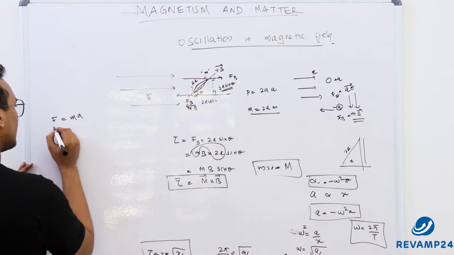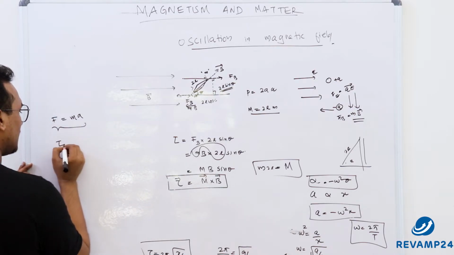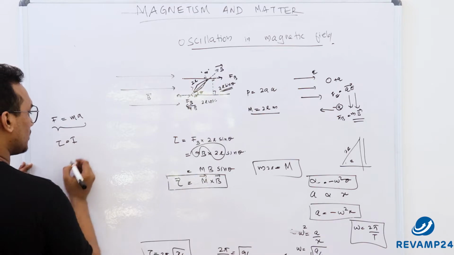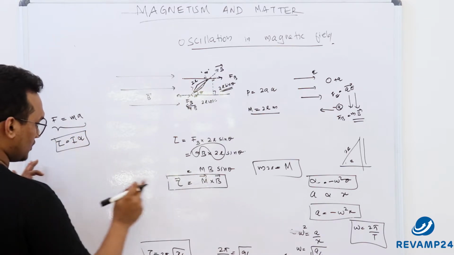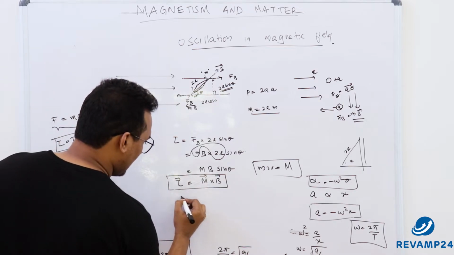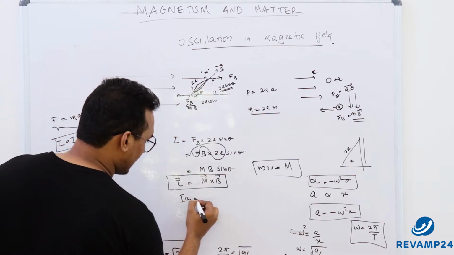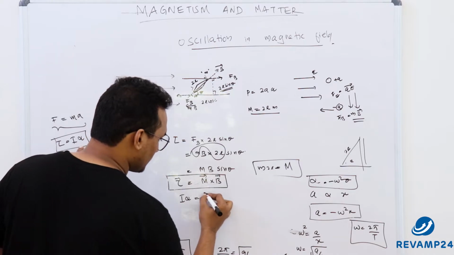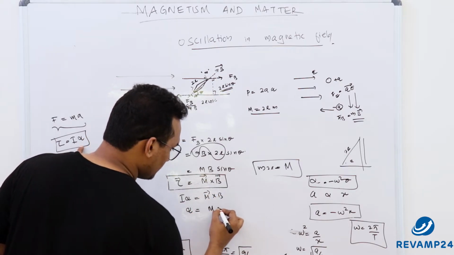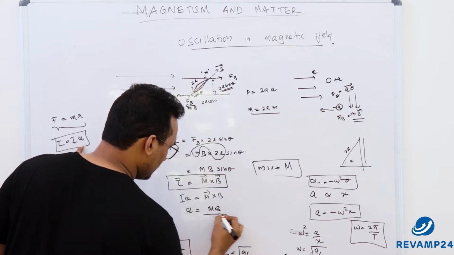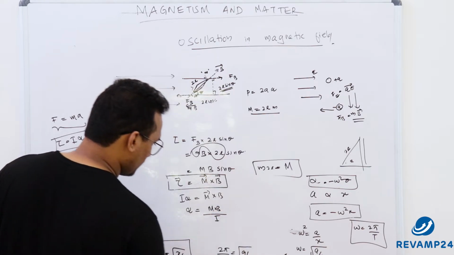So what is the analogy in rotational motion? Instead of force we have torque, instead of mass we have moment of inertia, instead of acceleration we have angular acceleration. So torque I am going to substitute as moment of inertia into angular acceleration, is equal to m cross b. So angular acceleration is equal to m cross b divided by moment of inertia.